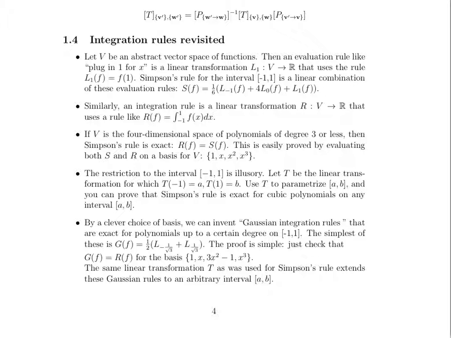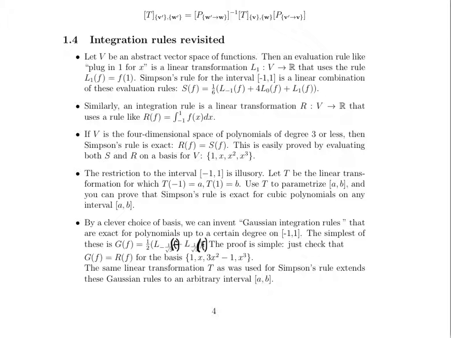What's cool about this is that we can generalize this idea. By a clever choice of basis, we can invent Gaussian integration rules that are exact for polynomials up to a certain degree on this interval from -1 to +1. The simplest of these rules is this particular weighting. Note that the notation up here is saying that L1f means I'm going to take the function f and evaluate it at the input 1. So here we are equally weighting f evaluated at -1/√3 and +1/√3. You'll see already in your version you'll find an f right here and right here. I'll write that in right now.